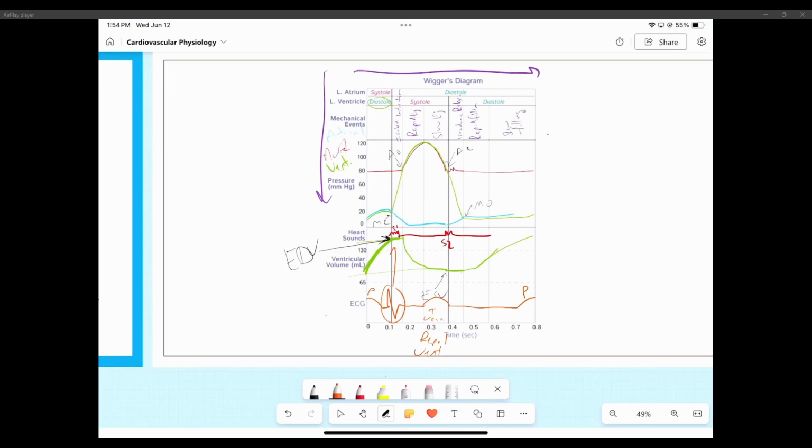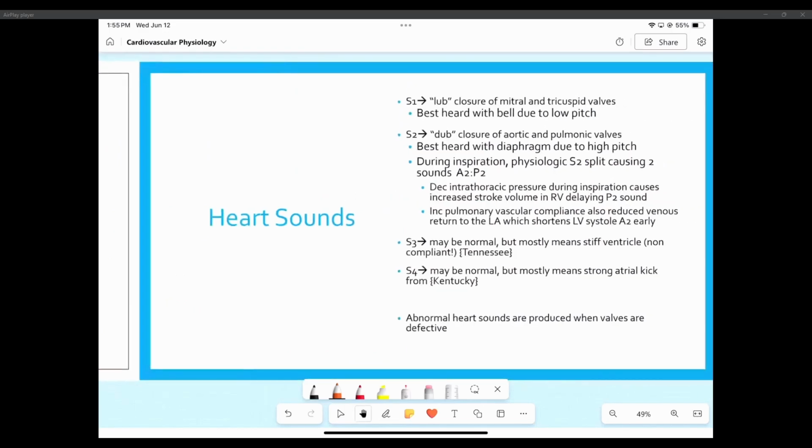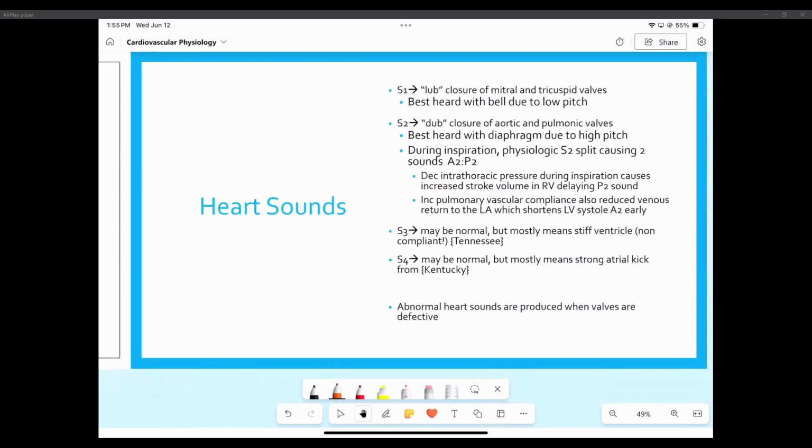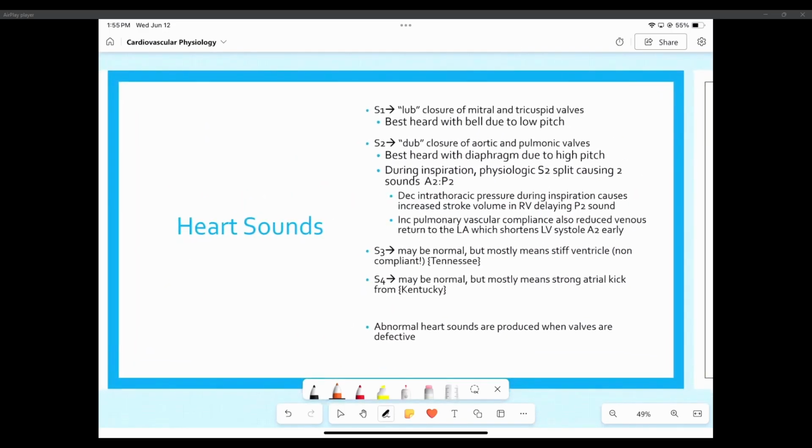Okay, so this Wiggers diagram summarizes everything we've learned so far, puts it all together on a nice table. Okay, you have blank copies of this on Canvas, and you have the real printed versions. So to study and work through, this is a really good diagram for that. So here are the heart sounds. We talked about this a little bit before. The lub dub, S1 is the lub, S2 is the dub.